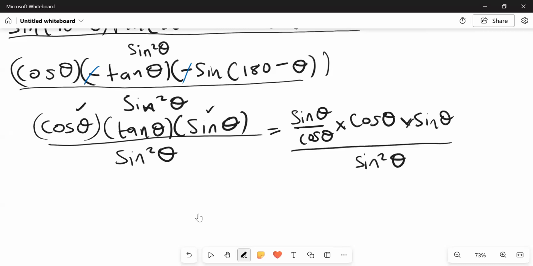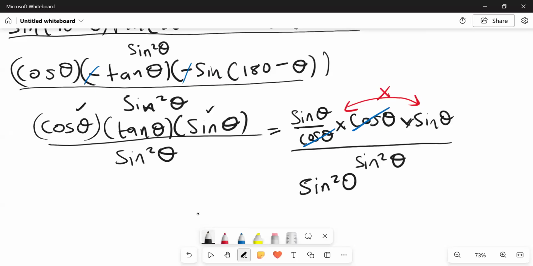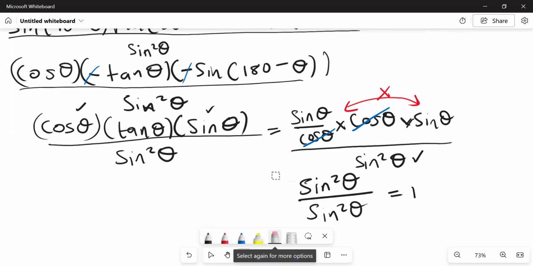Now, divide and cancel. Now you're left with sine versus sine. Can you see? They multiply. So sine theta times sine theta, that's sine squared theta. Divided, let's not forget that sine squared theta. So this is sine squared theta over sine squared theta, which equals 1. 6 marks for free. So our final answer is 1.